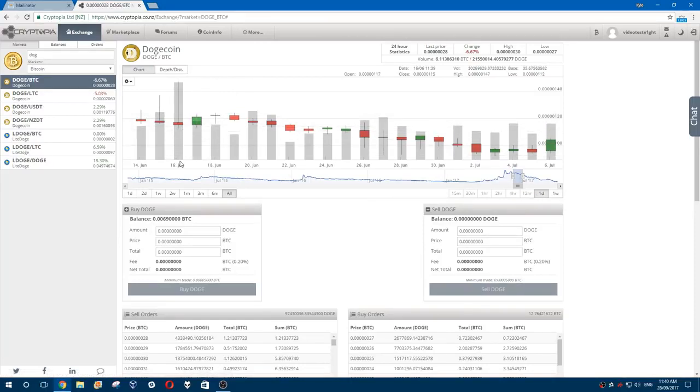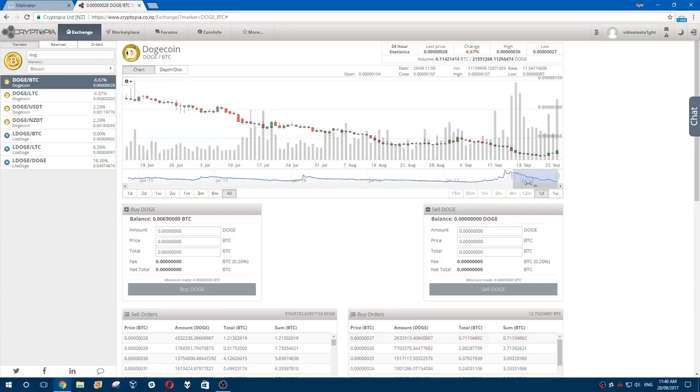So on the 17th of June, the price started at about 115 satoshis, and at the end of that day it finished at 120 satoshis. But within that day the price was at these wicks. So the lowest price was about 113, and the highest was up here at about 123 satoshis. Okay, so that's a green candle. A red candle means that the price started here, it went up to these wicks, and then it ended the day at the bottom of this candle. So hopefully that was a good enough explanation.